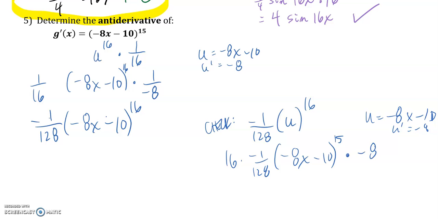So 16 times negative 8 is negative 128. Times negative 1 makes a positive 128 over 128 times negative 8x minus 10 to the 15th. And then, of course, this is 1, which is what we started with, or what we wanted to get.